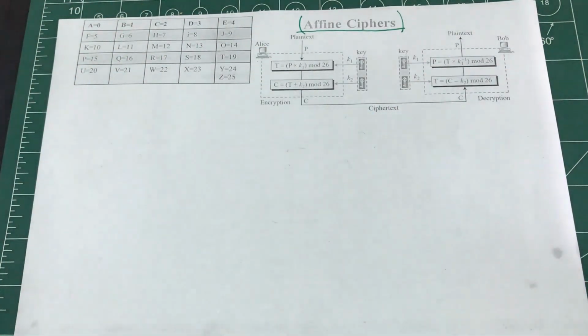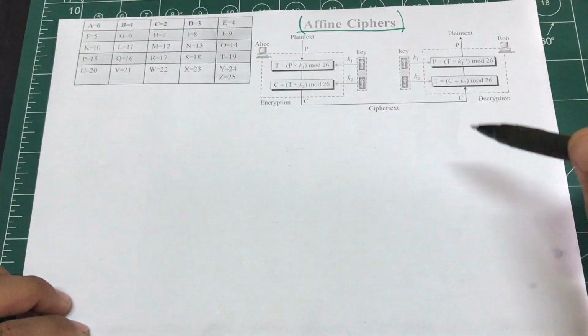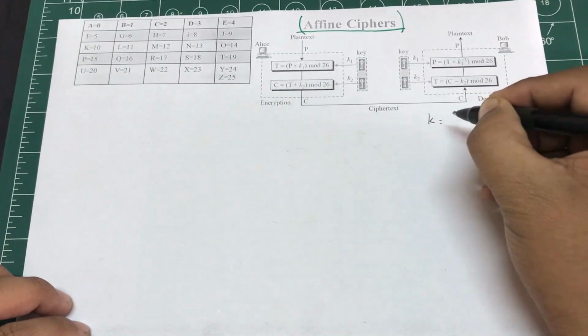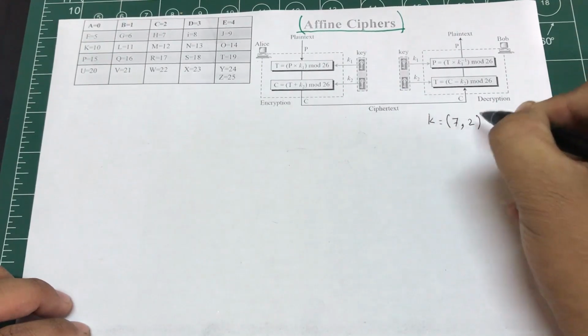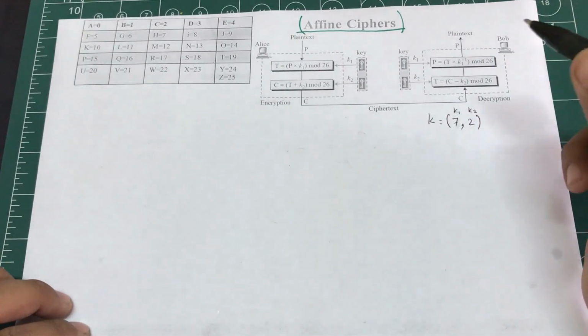So let's say we have a sender who wants to send a message. What it will do is have a pair of keys. Let's take an example. Let's say I have a pair of keys, 7 and 2. There is a reason for it. Let's call the first key K1 and the second key K2.